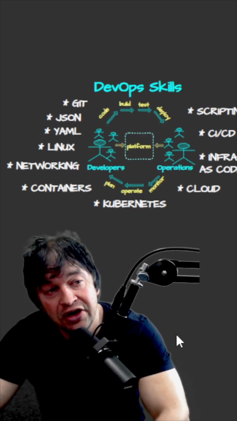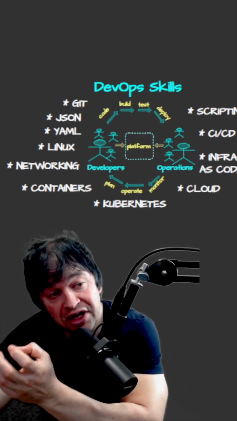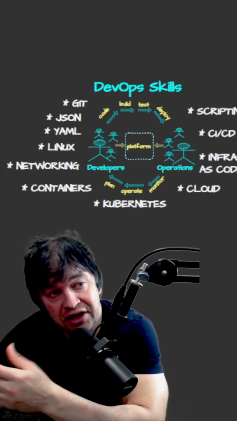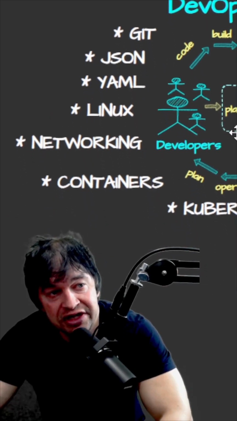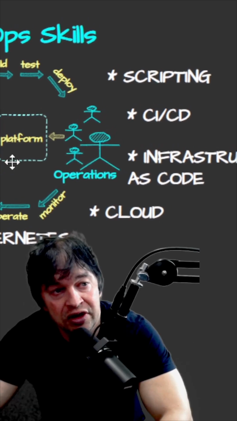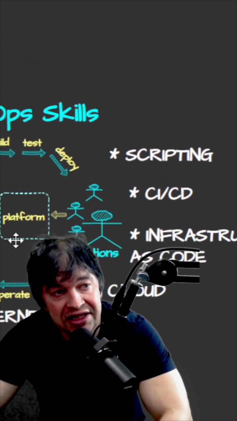We then take a look at the fundamental skills you'll need in the future of DevOps, SRE, and platform engineering. This covers things like Git, JSON, YAML, Linux, networking, containers, Kubernetes, cloud, infrastructure as code, CI/CD, and scripting. And in my video, we talk about why these fundamental skills are so important for the future.